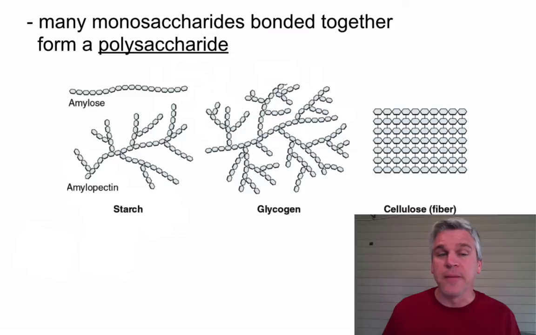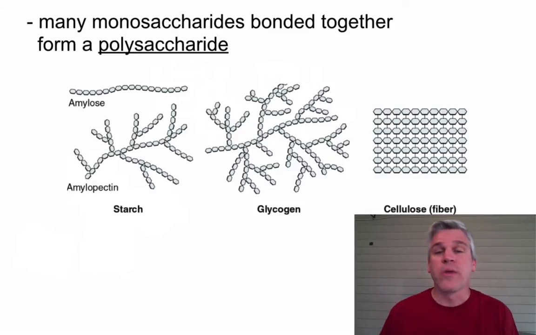Poly means many. And these are just some that you might be familiar with. Starch, which is how plants store their extra glucose. Glycogen, which is how animals store their excess glucose. And then there's cellulose. Cellulose is found in plants, and we more commonly refer to this as fiber. Now if you take a look at starch and glycogen, they kind of look a little bit alike. It looks very different from cellulose.